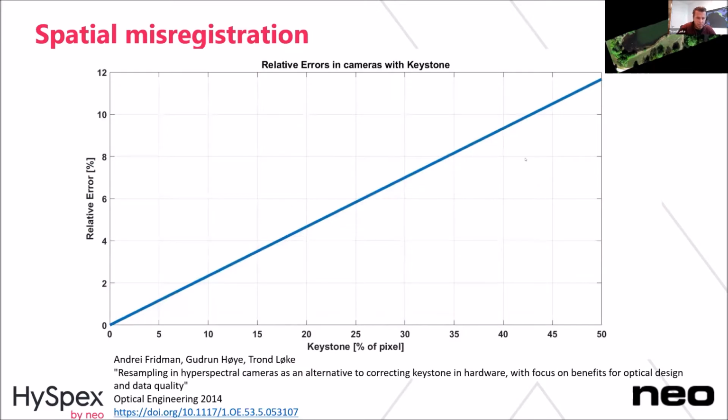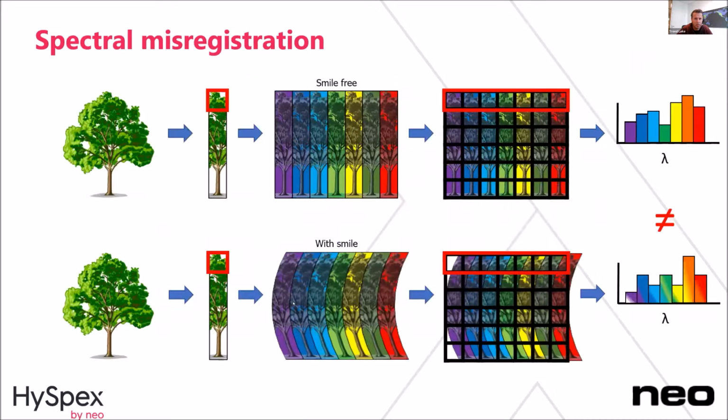This is just a cleaned up graph from the previous one, which is relative error as a function of keystone in your pixels. And all our classical cameras are below 15% here. Same with the UV cameras, while there are other suppliers on the right side here as well.